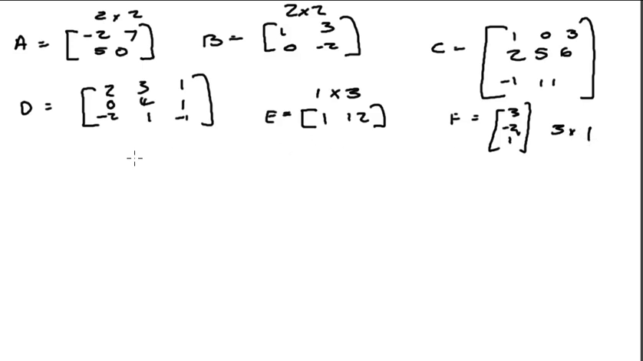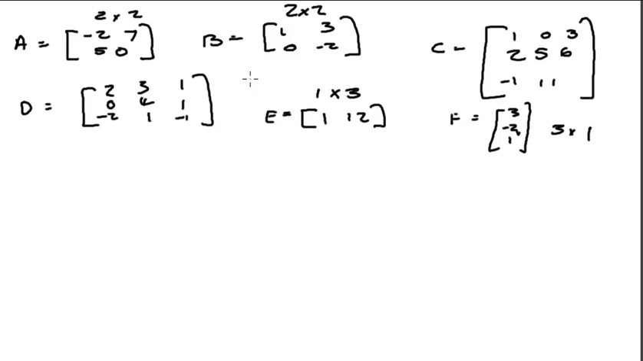Now you can only add 2 matrices that are the same size, that have exactly the same dimensions. So I could add matrix A and matrix B, and I could add matrix C and matrix D. I could not add E and F, because this is a 1 by 3 and this is a 3 by 1. I could only add a 1 by 3 to another 1 by 3. I also could not add matrix B to matrix D because they are different sizes. The same is true with subtraction. Multiplication is a little different, and we'll look at that in just a second.